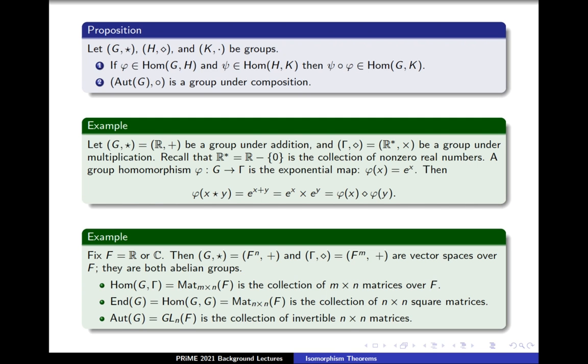For example, Homs from G to gamma here are the same thing as the M by N matrices over F. Here, the endomorphisms of G, or the homomorphisms from G to G, are the N by N matrices over F. So the collection of N by N square matrices. And here, the automorphisms of G are the general linear group, GL N of F. So these are the collection of invertible N by N matrices.